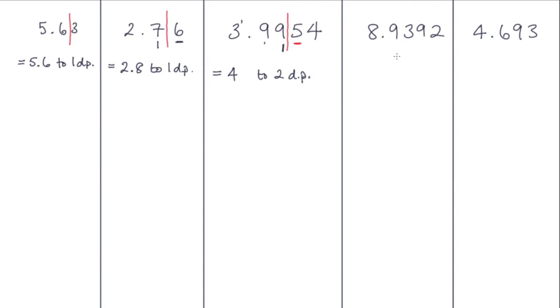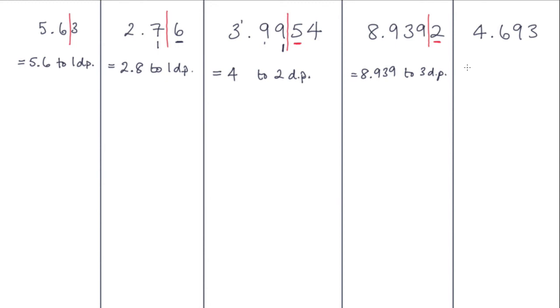Let's have a look at this fourth one. Let's do this to 3 decimal places. 3 decimal places is there. I look at this number here. Is it 5 or more? No, it's not. So therefore my number is 8.939 to 3 dp.